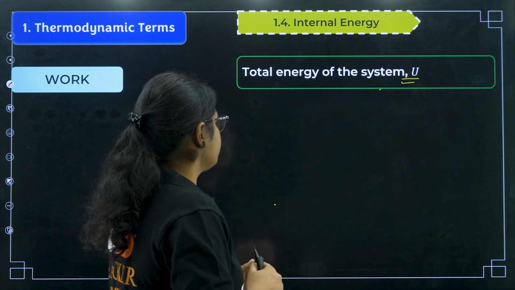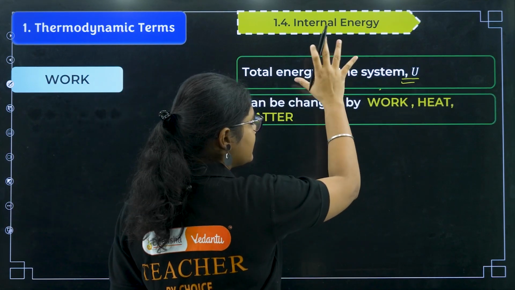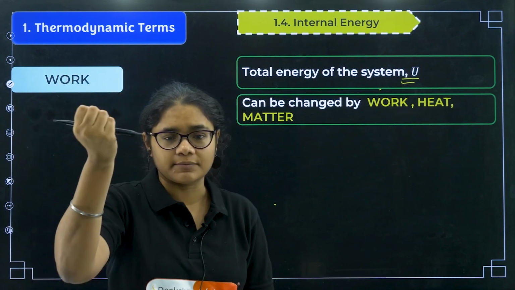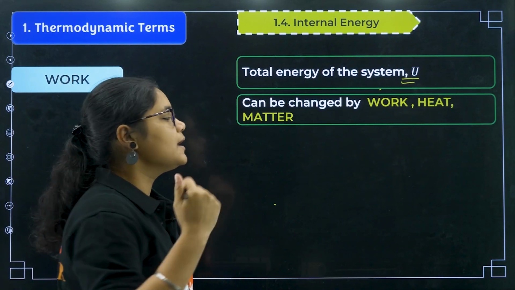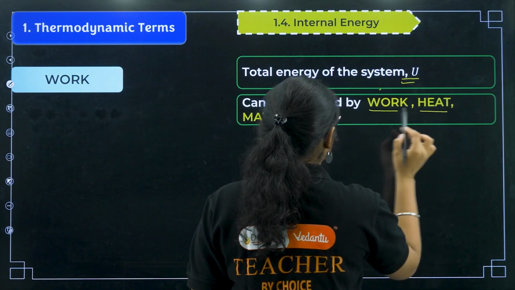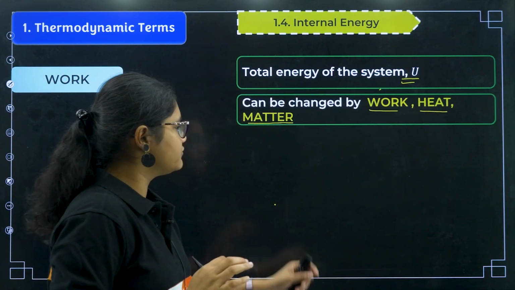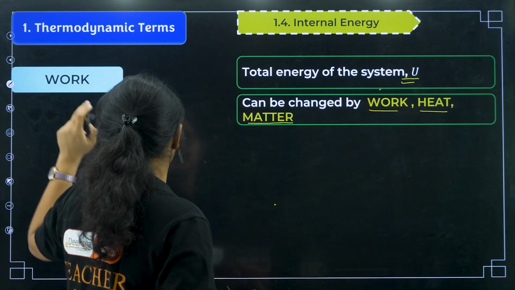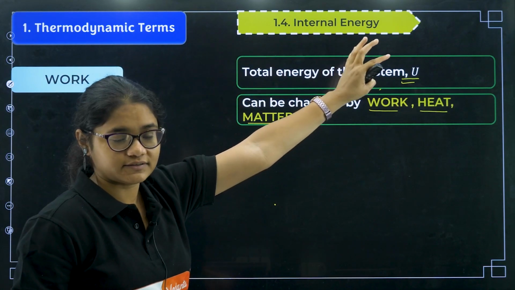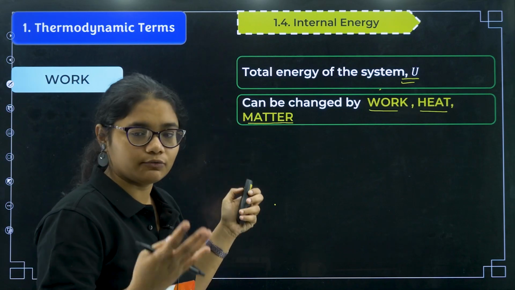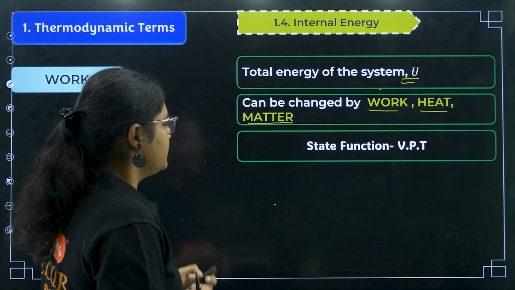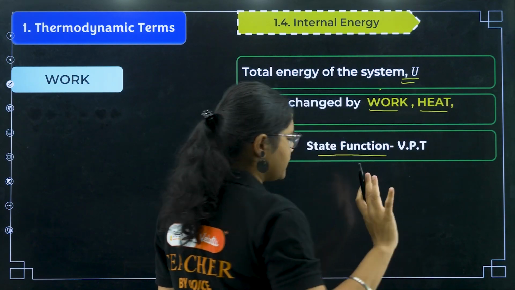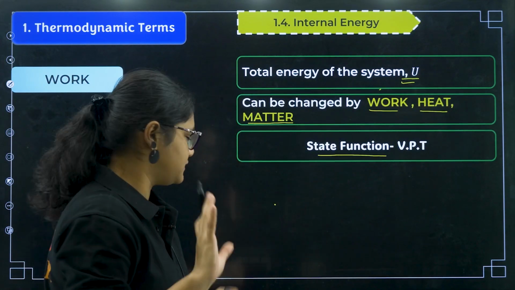Now, this internal energy of the system can be changed. You can increase the energy of the system, you can decrease the energy of the system, by three ways, that is either work, heat or matter. So the energy of the system can be changed by work, heat or matter. Now we will understand how we can change the internal energy of the system by doing work on it. Also, internal energy is a state function. We will define this after some time. Let us understand a case here.